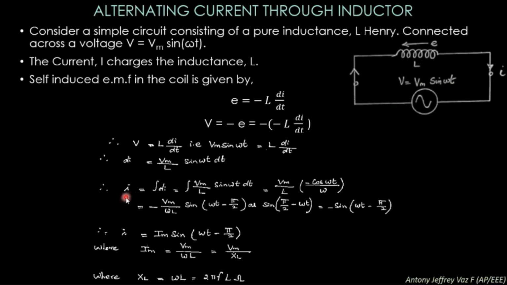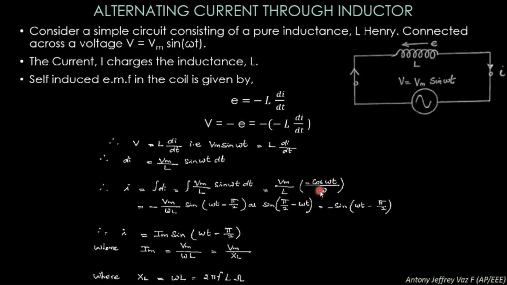So what we are going to make here is I is equal to the integration of di, which will be equivalent to the integration of Vm by L sin omega t dt. While integrating, the constant value is Vm by L, so remove the constant value out of the integration. While you integrate sin omega t dt, you will get minus cos omega t by omega.